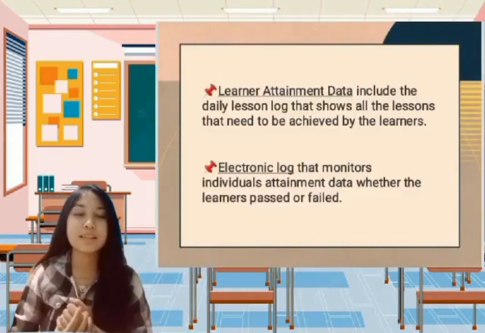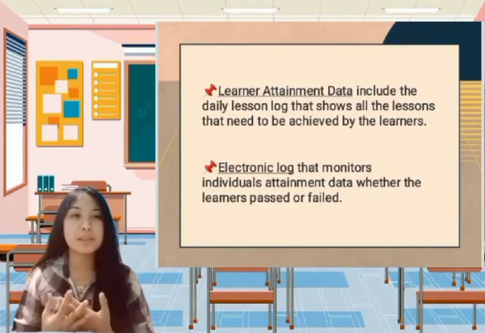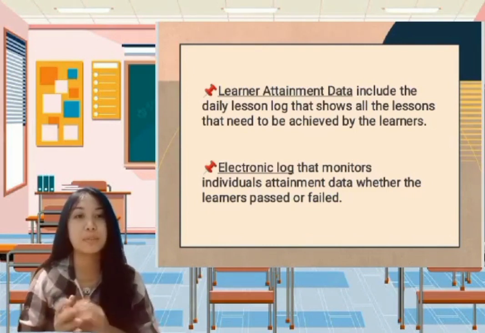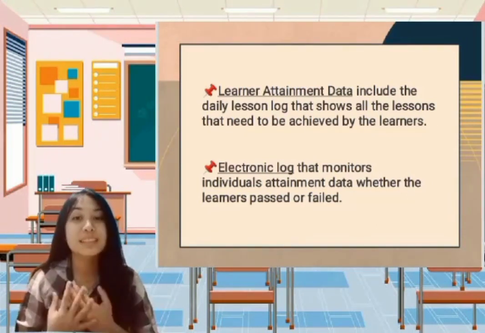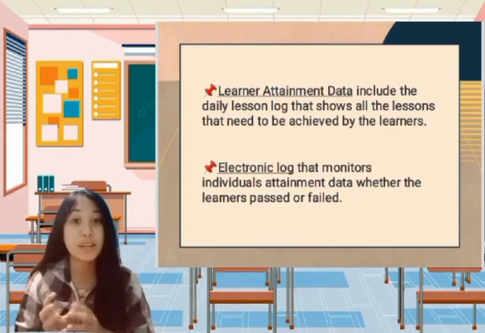So here are some examples of learner attainment data. Learner attainment data include the daily lesson plan that shows all the lessons that need to be achieved by the learners. When we say daily lesson plan, it is the most detailed standards-based plan that teachers will develop. It covers a day or week's work.